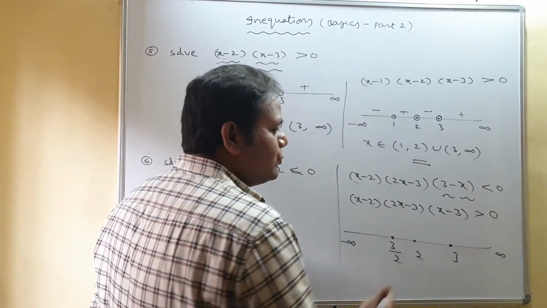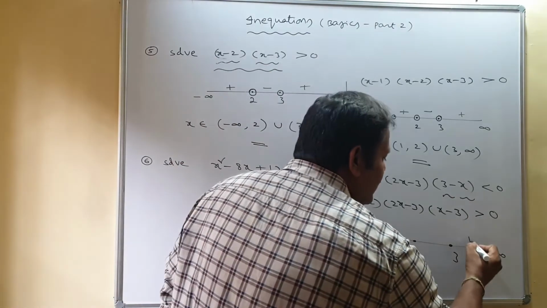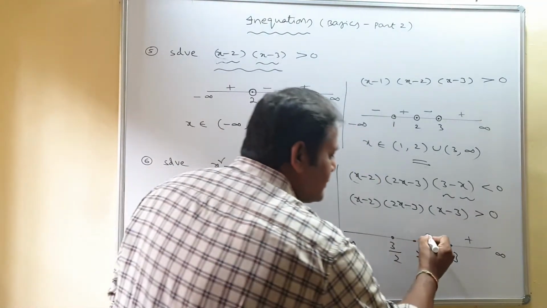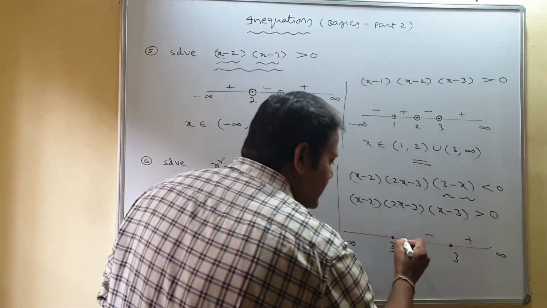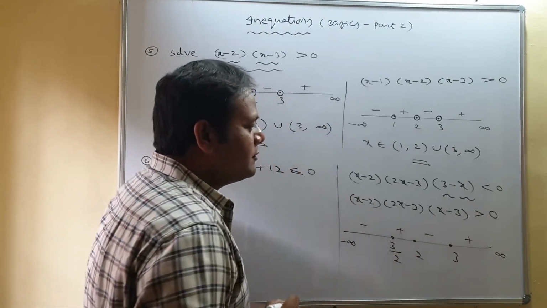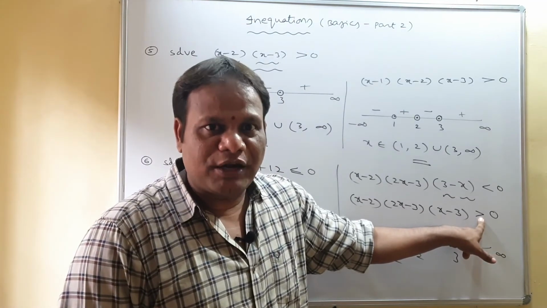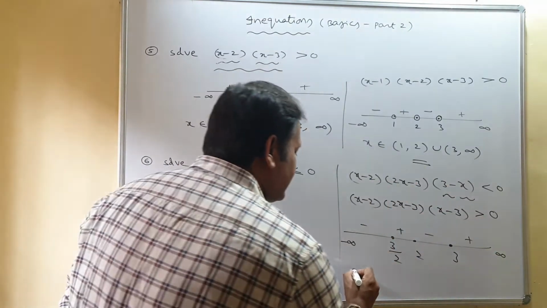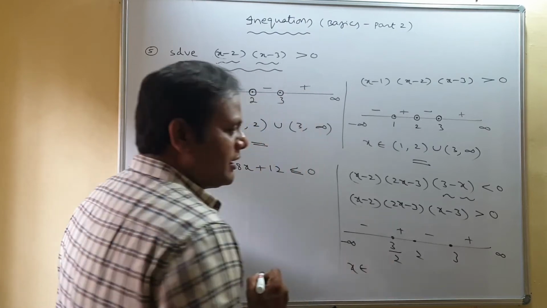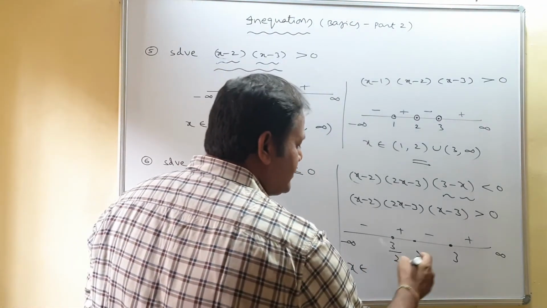Now you tell me, in the rightmost interval, what do we take? Plus. Alternatively, you change the signs: minus. So here plus, here minus. What do we want? Greater than 0. Greater than 0 means positive. Yes, positive. So can you give the answer? x belongs to, where is it positive? 3 by 2 to 2.